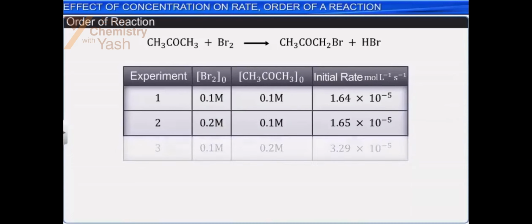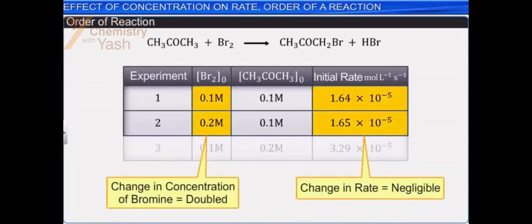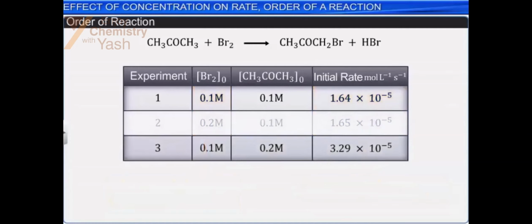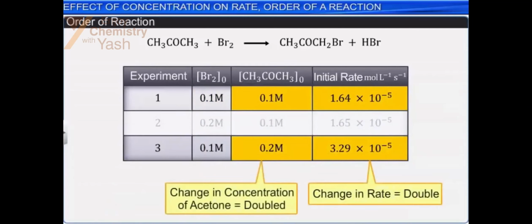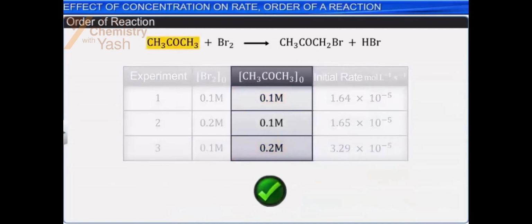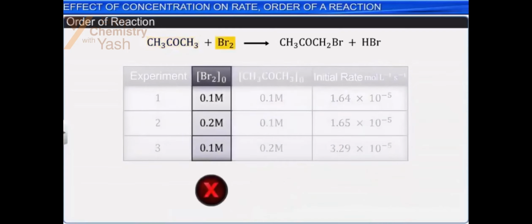From experiments 1 and 2, it is obvious that there is no change in the rate with a change in the concentration of bromine. For experiments 1 and 3, it is obvious that the rate is doubled as the concentration of acetone is doubled. That is, the rate depends on one concentration term with respect to acetone, while it doesn't depend on the concentration of bromine.